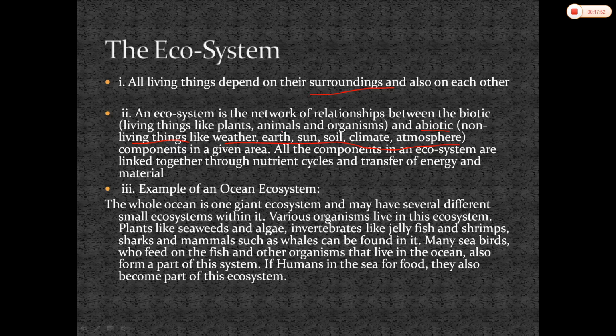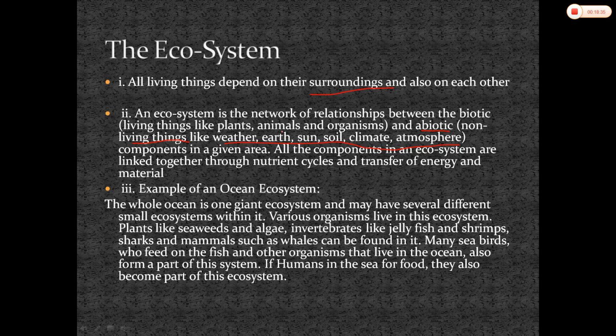You know very well that from the soil the plants get their nutrients, from the plants the animals get their nutrients, and the carnivorous animals get their nutrients from the herbivorous animals. In this way, we can say all the components in an ecosystem are linked together through nutrient cycles and transfer of energy and material. An example of an ocean ecosystem is given here. The whole ocean is one giant ecosystem and may have several different small ecosystems within it. Various organisms live in the ecosystem.